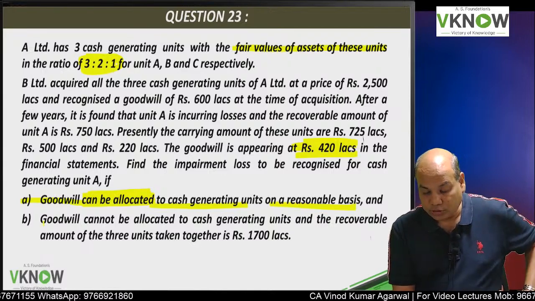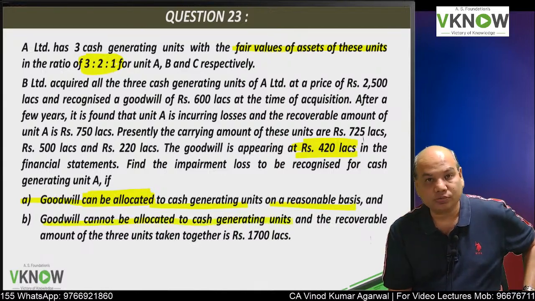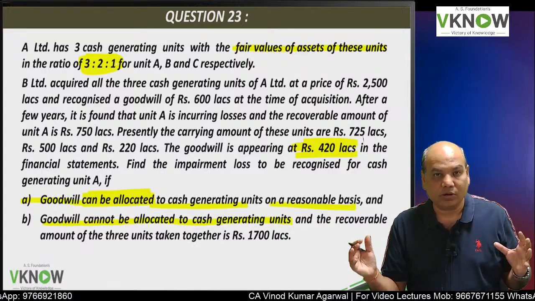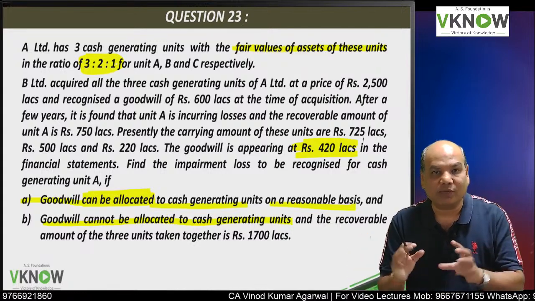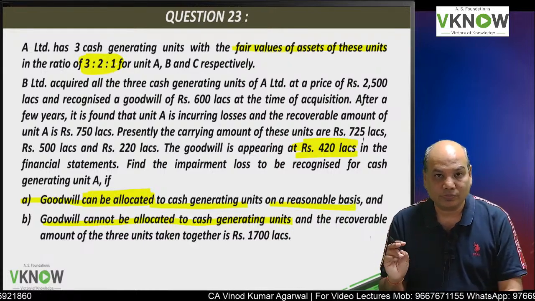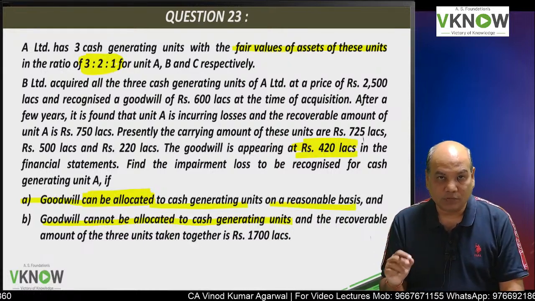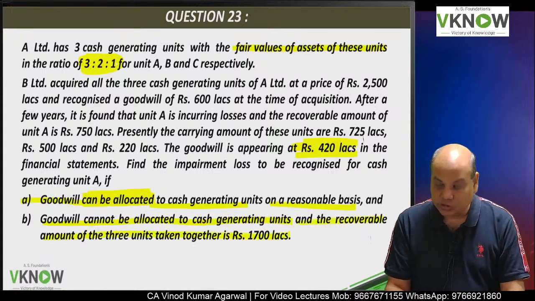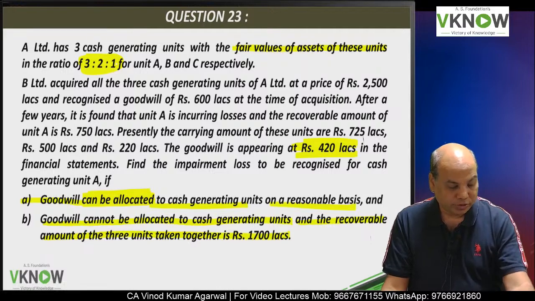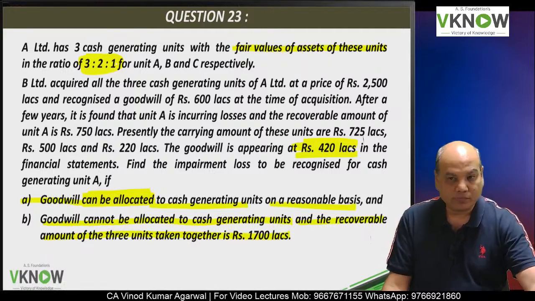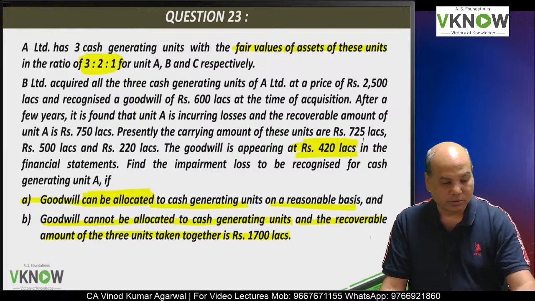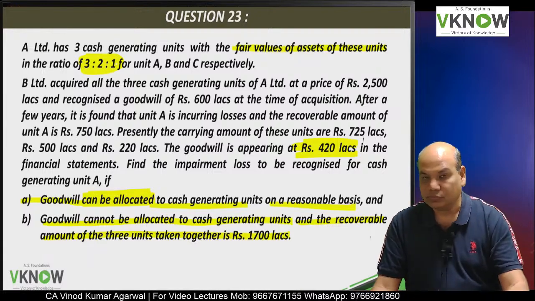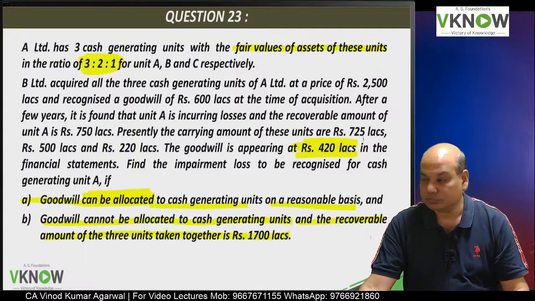Second question, goodwill cannot be allocated to CGU. Suppose goodwill cannot be allocated to CGU, then all the CGU together will become a larger CGU and will be tested for impairment. And the recoverable amount of the three CGUs taken together is 1700 lakhs. So that's a very, very important question. So now we are going to solve it.